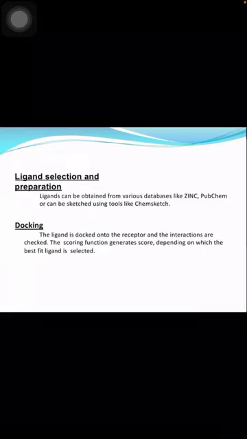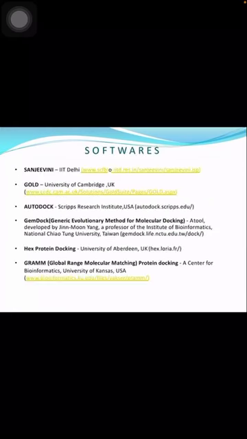And ligand selection and preparation. Ligands can be obtained from various databases like Zinc and PubChem, or can be sketched using tools like ChemSketch. And then docking. Here the ligand is docked onto the receptor and the interactions are checked, and the scoring function generates scores, depending on which the best fit ligand is selected. Different receptors and ligands are scored, and based on which gets the best score, it is selected as the induced fit ligand.